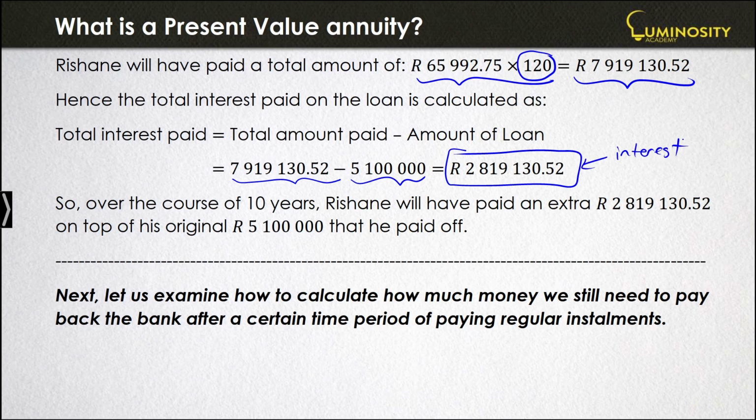Okay, so over the course of 10 years, Rashane will have paid an extra 2.8 million Rand on top of the original 5.1 million that he's paid back. Next, let us examine how to calculate how much money we still need to pay back the bank after a certain time period of paying regular installments.